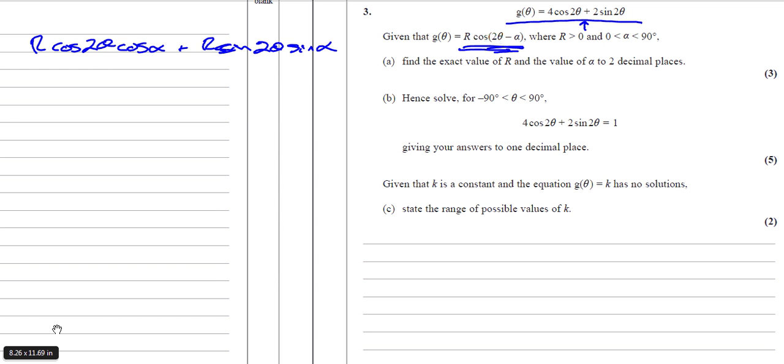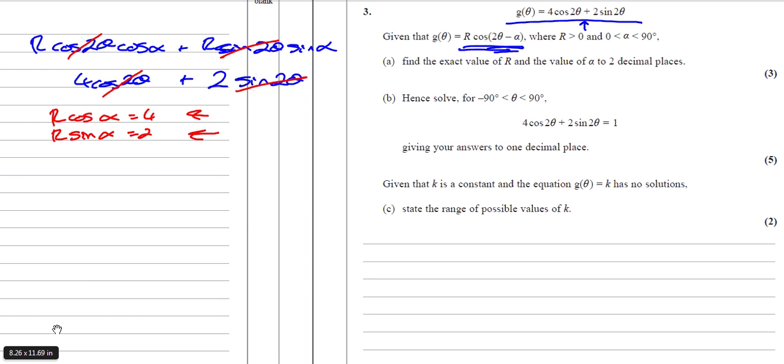And then if you write the other thing below it, say 4 cos 2 theta plus 2 sine 2 theta. Once you've done that, you compare them. So get rid of the cos 2 theta, and you've got r cos alpha equals 4. Get rid of the sine 2 theta, and you've got r sine alpha equals 2. So in exactly the same way, if we do this one divided by this one, 2 divided by 4, you're going to have a half.